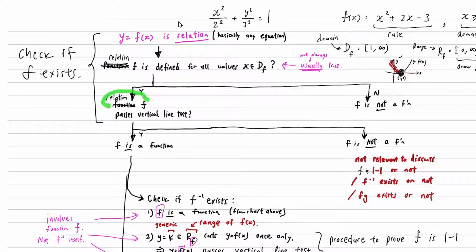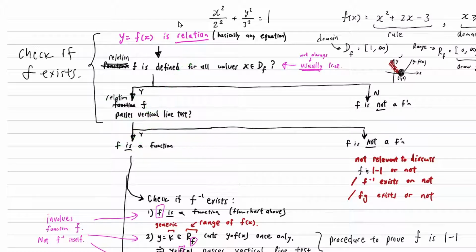The second question to ask is, does the relation f pass the vertical line test? If you pass, you're a function. If you don't pass, you're not a function. So usually this one here is a yes. So we are in this path. And then from here, it's yes or no. Is it clear so far?